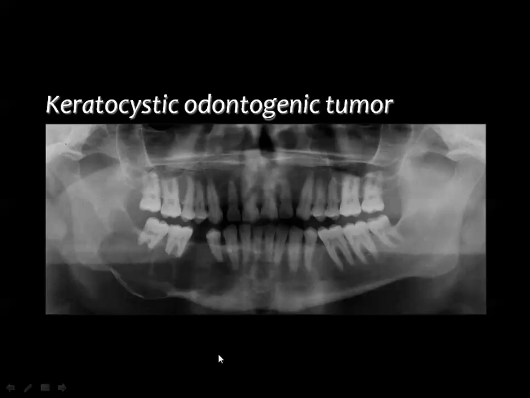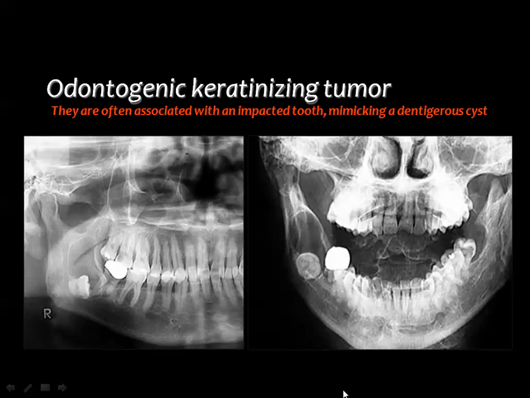And here you can see a cystic lesion with more or less intact appearance of the roots of the related teeth, apart from minor erosive changes. And this is also an odontogenic keratocyst, and similar to ameloblastoma, it may also be associated with an impacted tooth, mimicking the appearance of the dentigerous cyst.